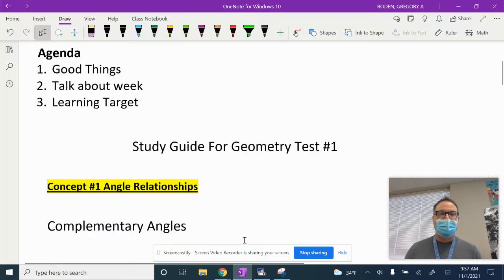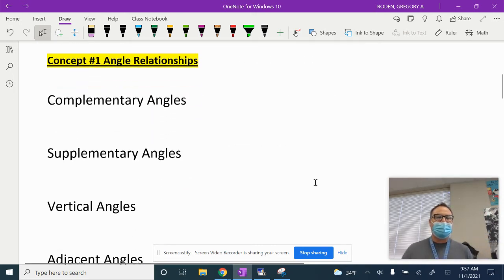Okay, so ladies and gentlemen, the first thing I want to talk about is complementary, supplementary, and vertical angles.